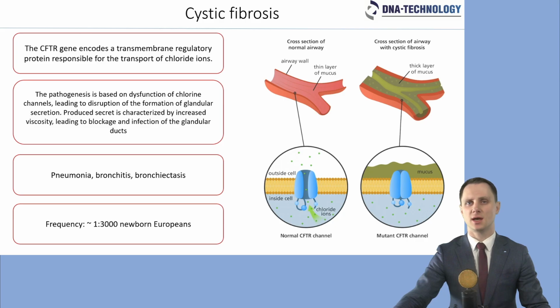The most well-known disease associated with the CFTR gene is cystic fibrosis. The pathogenesis of this disease is characterized by the disruption of chloride channels, which are encoded by the CFTR gene. Mutations in the CFTR gene lead to a violation of the synthesis of secretion by the exocrine glands. In cystic fibrosis, a disruption of the work of the exocrine glands of the lungs leads to the development of recurrent pneumonia, bronchitis, the appearance of bronchiectasis, and pulmonary insufficiency. The prevalence of this disease among the population is 1 case per 3,000 people.